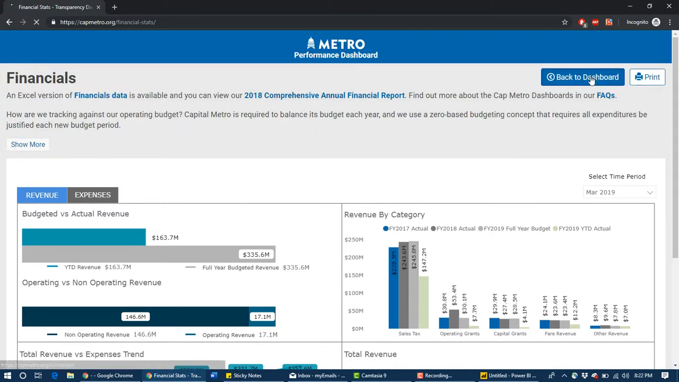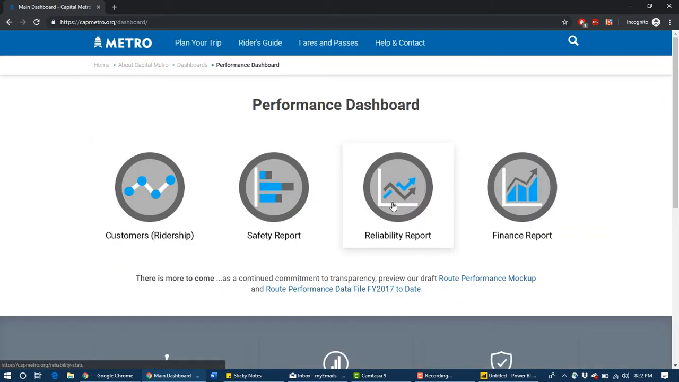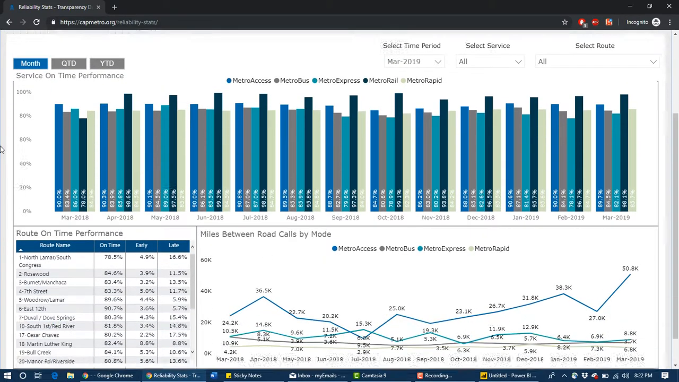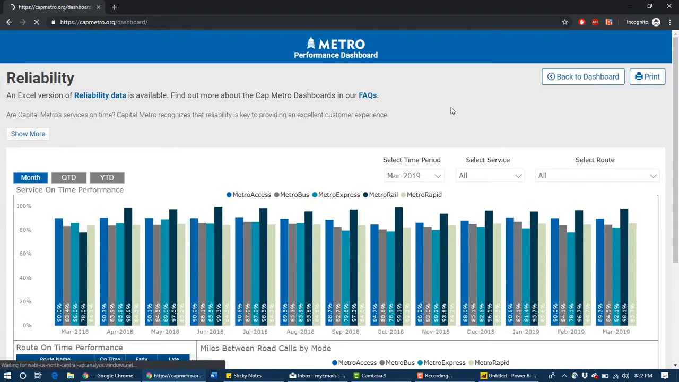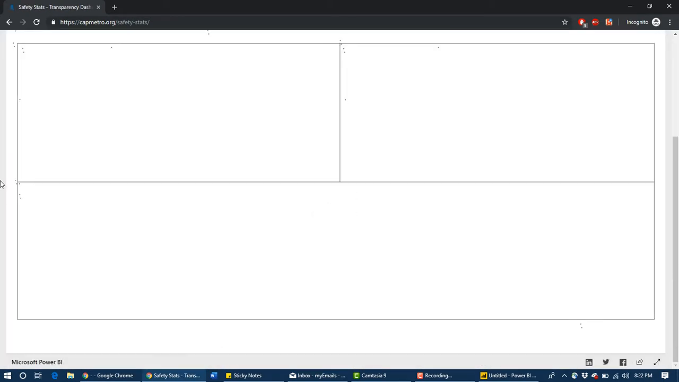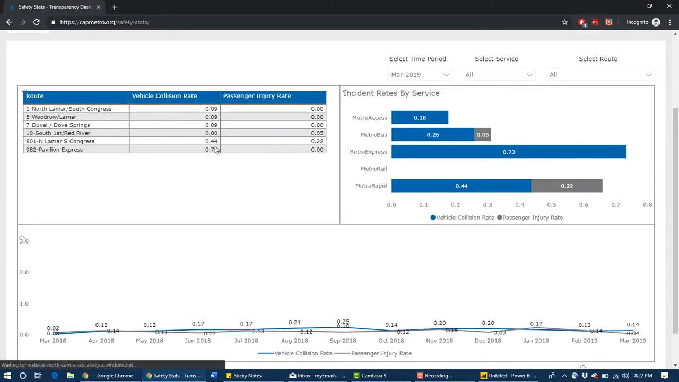So this is a finance dashboard, and the other one is reliability. And also we have produced, I have developed all of these dashboards alone in just, I think, a maximum of 3 months. So that's what it is.